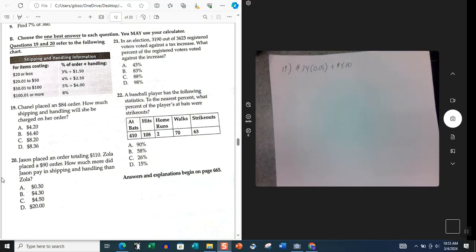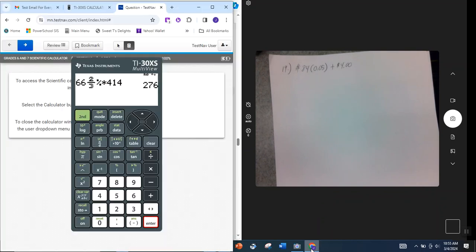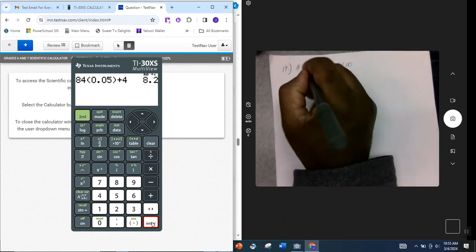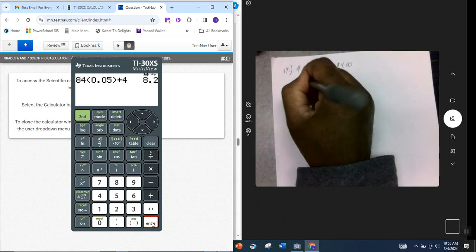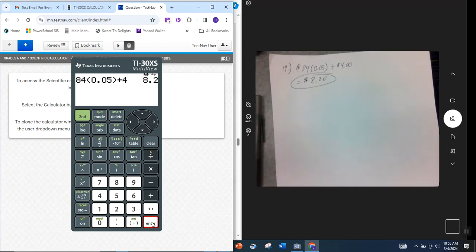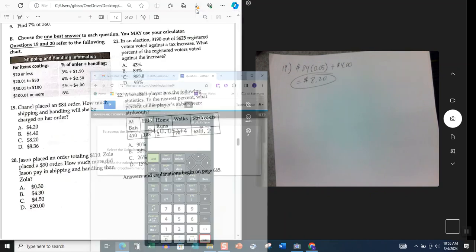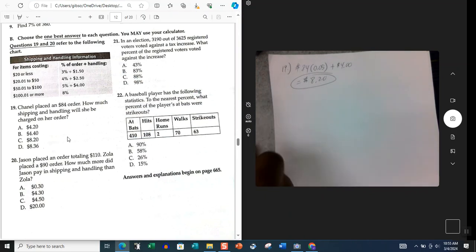So now we take our calculator. We would add 84. We do the parentheses 0.05. Close the parentheses plus 4. And that'll give us $8.20. That will be your answer, $8.20, which is C.